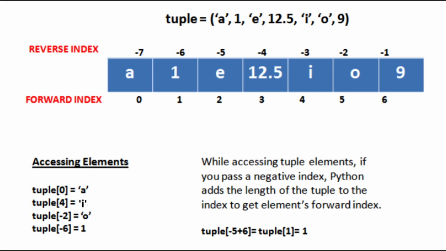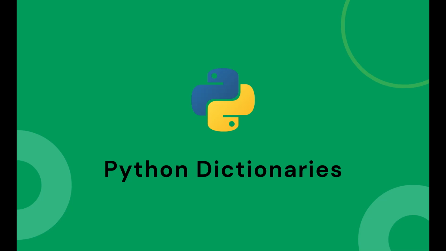print(thistuple). Python dictionaries. Dictionaries are used to store data values in key value pairs.